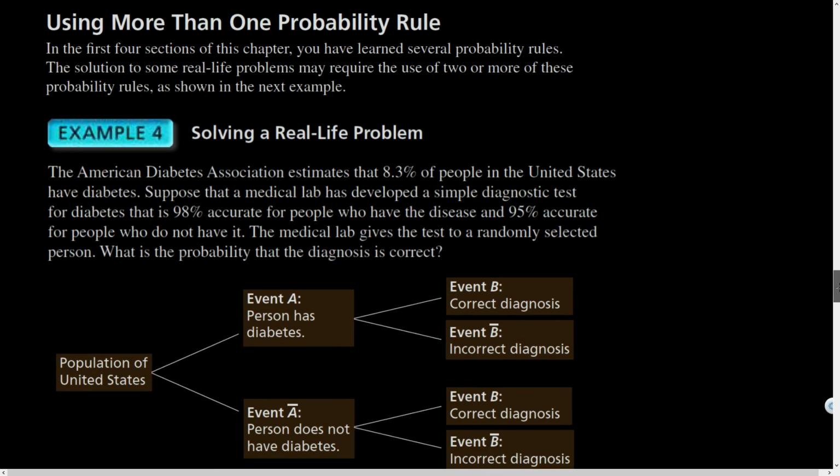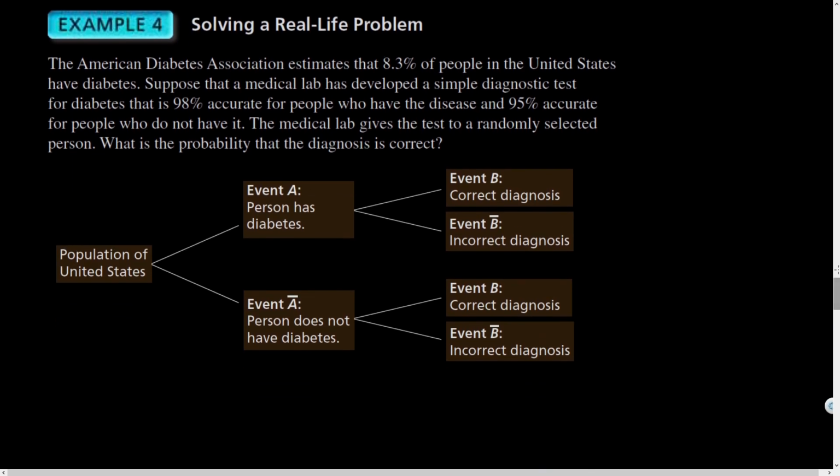All right, last kind of problem. This is going to be using both multiplying and adding probabilities. This one's a little bit trickier. In the first 4 sections of this chapter, you've learned several probability rules. This one's going to combine some. Ooh, combo. This is the boss fight.